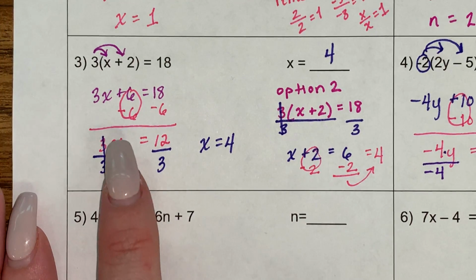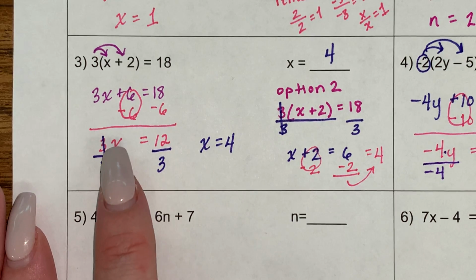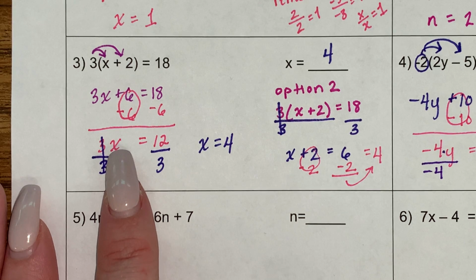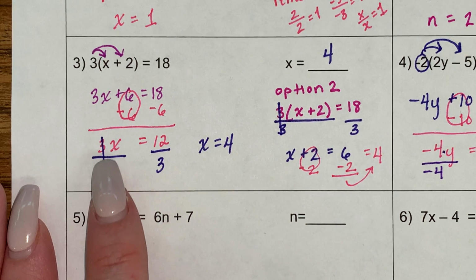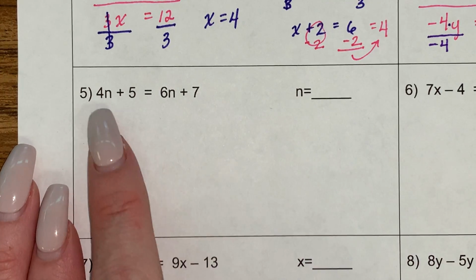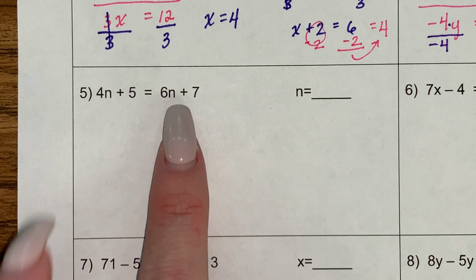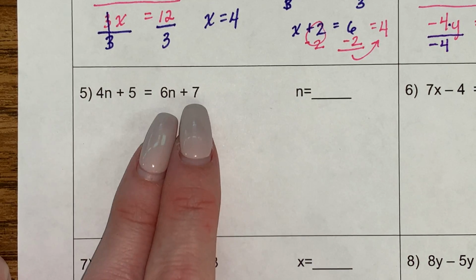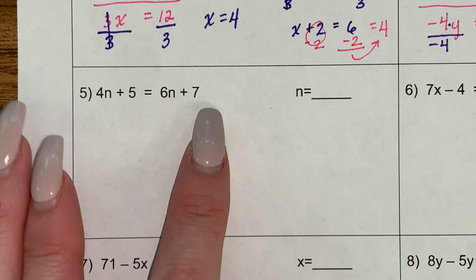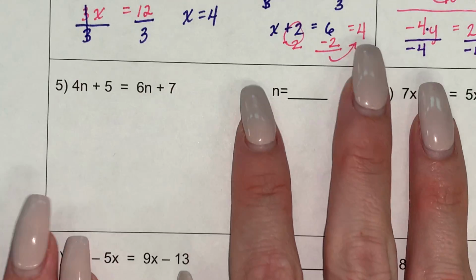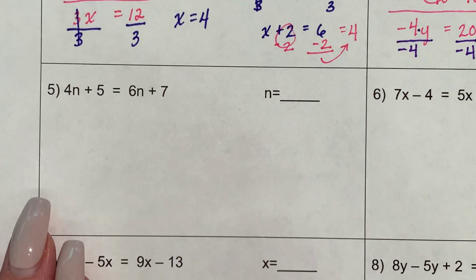Up here in this one, I was actually trying to separate the 3 and the x. I was trying to make it so that the x was isolated by itself. That's why I divided by 3, because I was trying to get x by itself. Right here, I can't get anything by itself until the like terms are together on one side of the equal sign. So again, just like this one, there were 2 different ways to solve it. There's actually going to be 2 different ways to solve number 5. So I'm going to show you both ways.